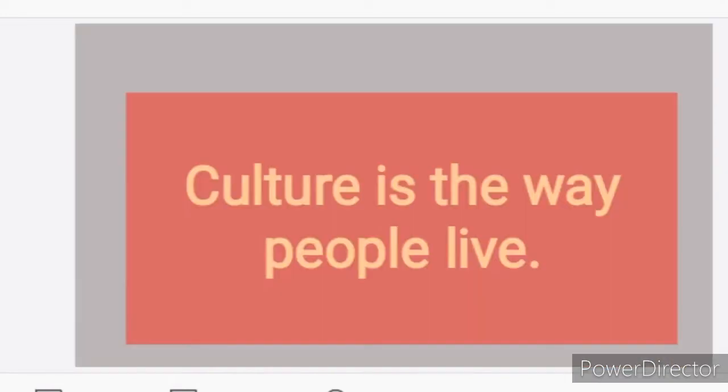Culture is the way people live. We can also say that culture is the way of life of a people. So the way a group of people decide to live their lives is known as culture.